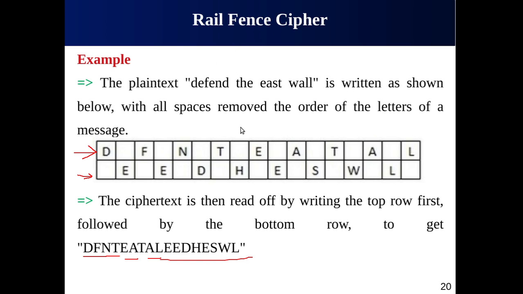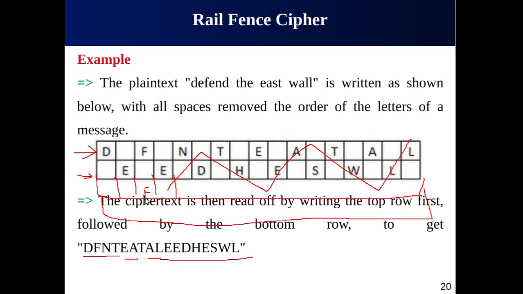In this example, I used the key 2. You can also use 3 rows instead of 2, like this. In that case, after writing D here, E here, F will be written here, and then the rest, like this. Okay, you can use a key of 4. So it depends. The secret is the key, and the key here is the number of rows that are used for converting the plain text into ciphertext.